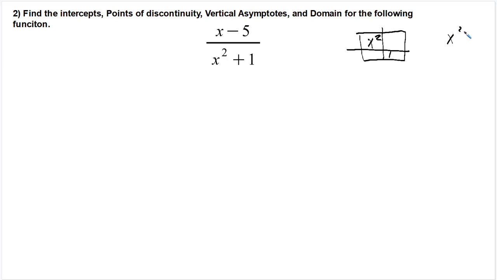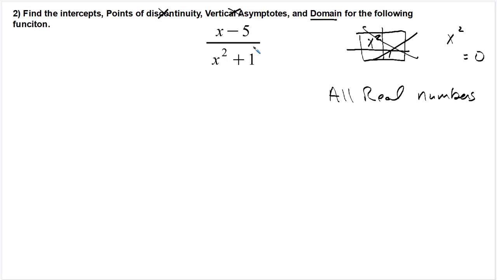So what multiplies to give me 1x squared that adds to give me 0? Well, it's not possible, so it's not factorable. So there are no real factors in the denominator. So there are going to be no vertical asymptotes. And there are going to be no points of discontinuity. So that means our domain is going to be all real numbers.